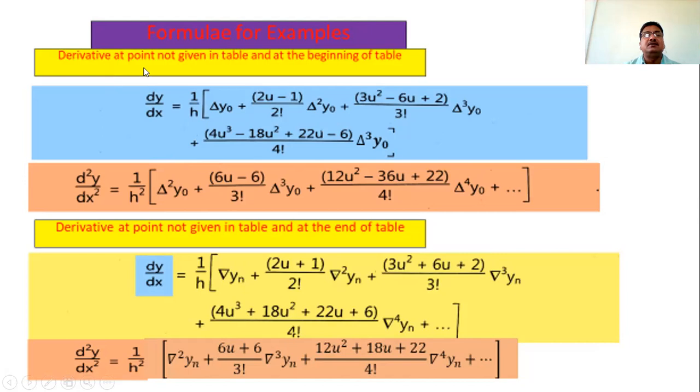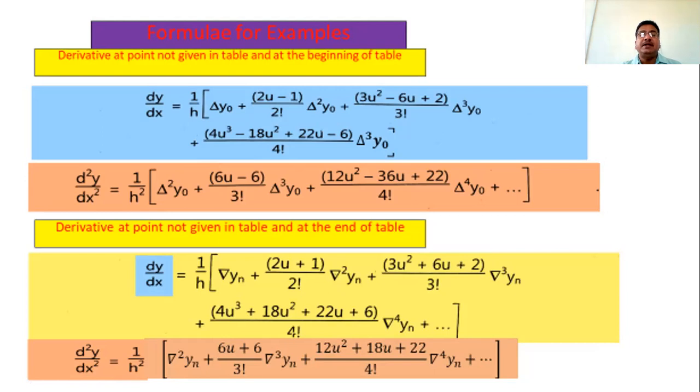Mostly the problems on this topic depend on the particular formulas, that is, the problems are on the derivative at a point which is present in the table. So these formulas are for when the points are not present in the table. What is the difference between these two formulas? Only if the point is present in the table, then substitute u as 0. So if you remember these formulas, then there is no need to remember the particular formula, because the particular formula is obtained from these formulas.